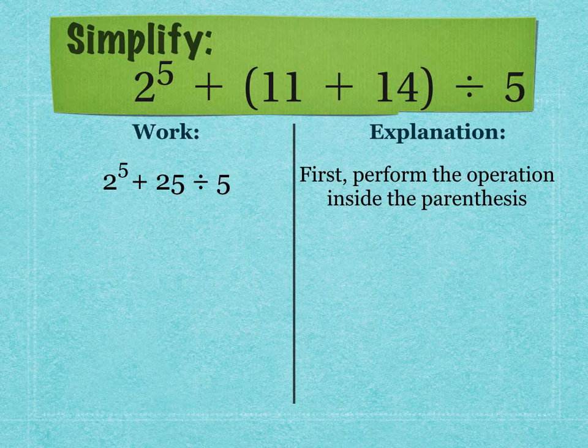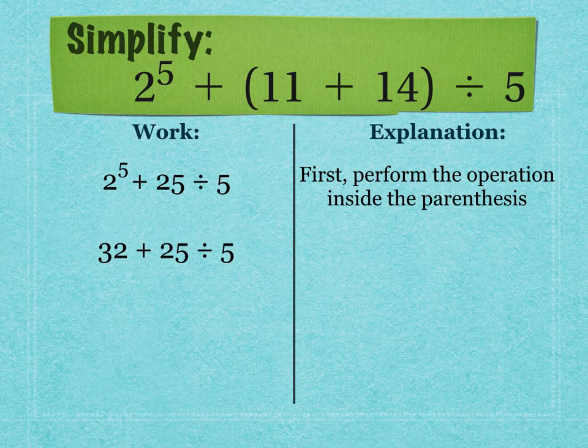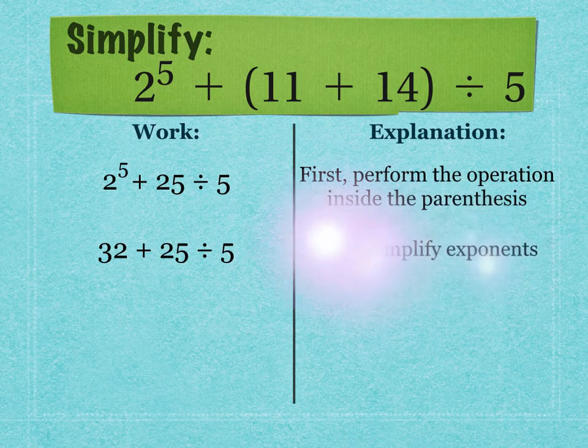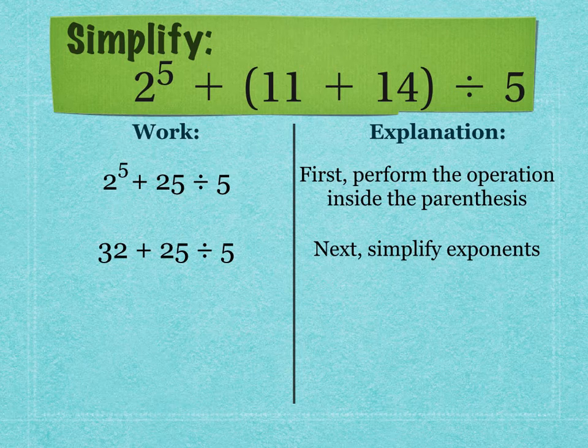Next, you look for exponents. You're not always going to have parentheses and exponents in every problem. So if it's not there, you would just skip that step and move on to multiplication and division. But in this case, again, I do have exponents, 2 to the 5th, which, if you remember, means to multiply 5 2's together. So it would be 2 times 2 times 2 times 2 times 2, which is actually 32. Bring down plus 25 divided by 5. My explanation would be next, simplify exponents.